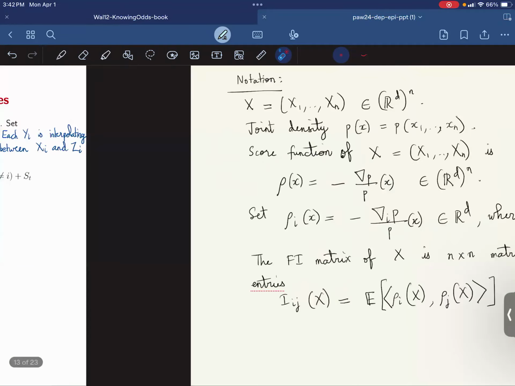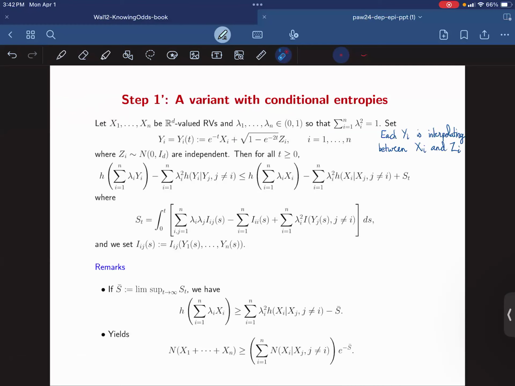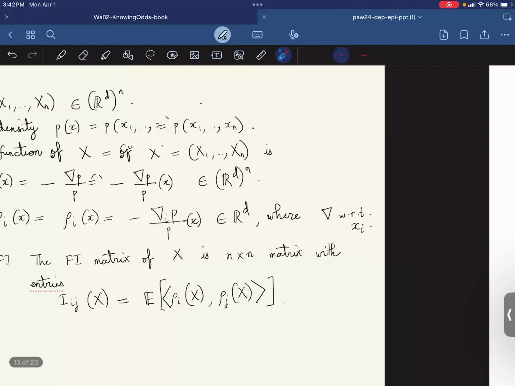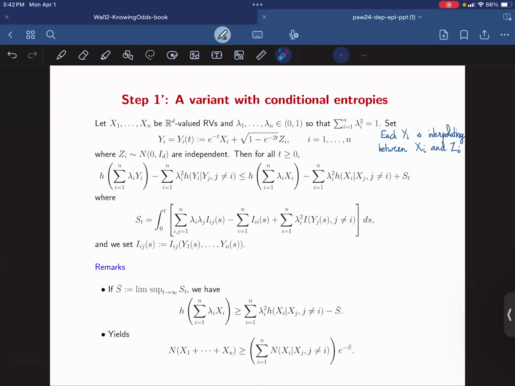That's the first step: to prove this general dependent entropy power inequality with no assumptions, but with an error term. Now we want to simplify that error term. The main observation to make is that if we can show that these I_ij's are all negative, then it turns out that the limit of this S as t goes to infinity is non-negative, and therefore the error term vanishes.